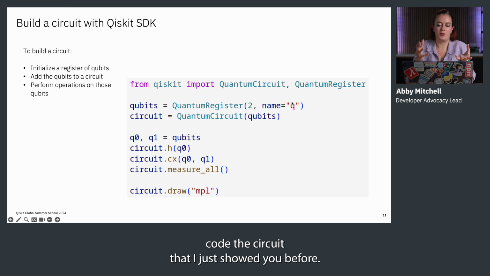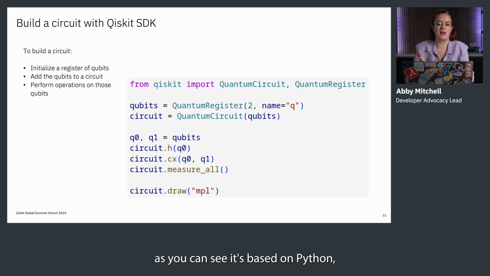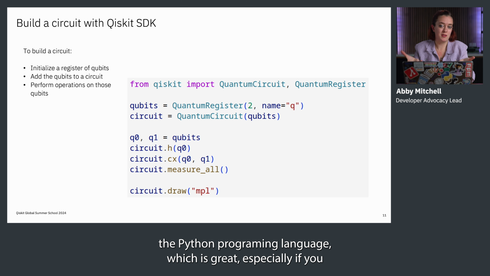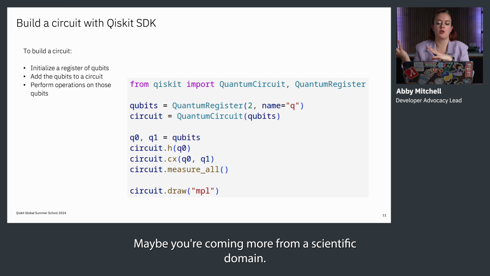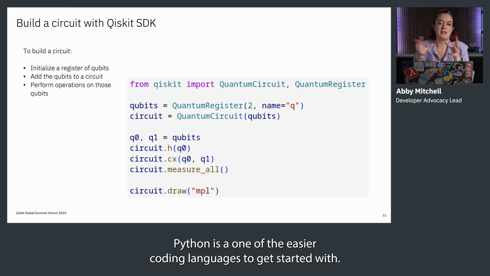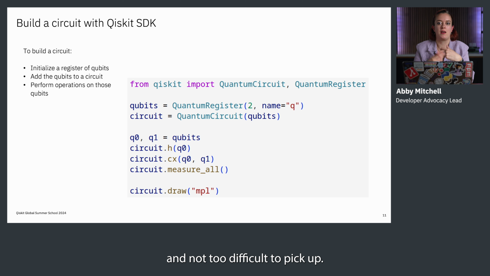So how do we actually code the circuit that I just showed you before? Now we're going to dive into the Qiskit SDK code syntax itself. As you can see, it's based on the Python programming language, which is great, especially if you are maybe not coming from a classical software domain, maybe you're coming more from a scientific domain. Python is one of the easier coding languages to get started with. So the fact that Qiskit is written in Python makes it quite intuitive and not too difficult to pick up.